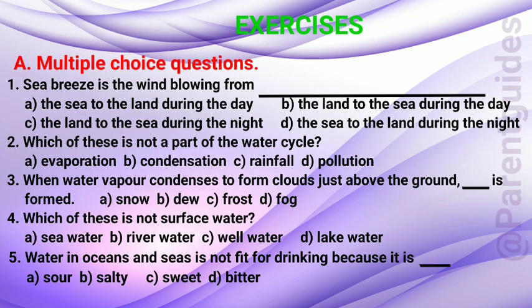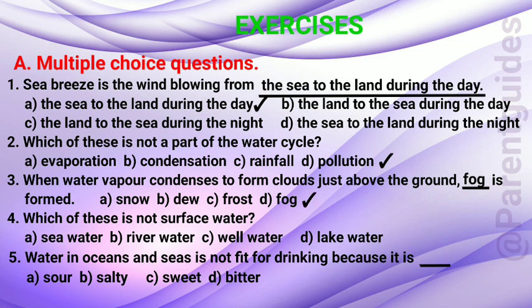Exercises. A. Multiple choice questions. 1. Sea breeze is the wind blowing from the sea to the land during the day. 2. Which of these is not a part of the water cycle? A. Evaporation. B. Condensation. C. Rainfall. D. Pollution. Answer is D. Pollution. 3. When water vapor condenses to form clouds just above the ground, fog is formed.